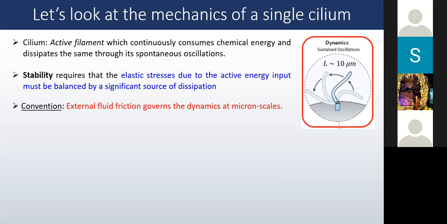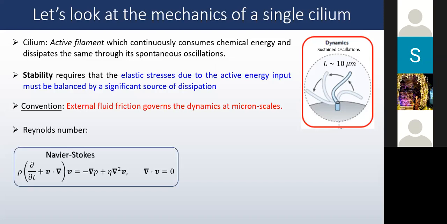Convention says that it should be external fluid friction, because it governs dynamics at the micron scale, at the scales at which this filament beats. And the question is why? This is characterized by a dimensionless number, which you have most likely studied. It's the Reynolds number, but I will give you a snapshot of what's happening. You have your Navier-Stokes equation, which is Newton's equation for a viscous fluid. You have the advective term, which is this, you have the pressure term, and you have the fluid viscosity in here. The Reynolds number characterizes the ratio of the inertial term to the viscous term.